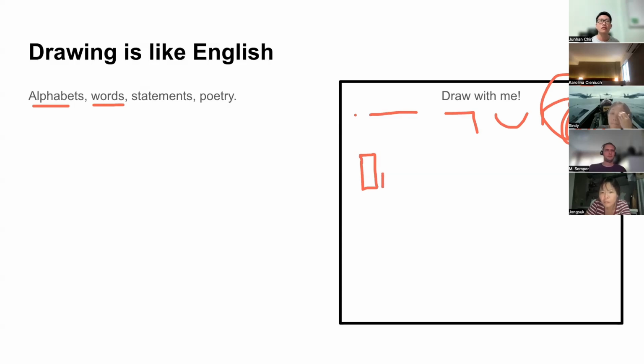You draw another one. And then you draw a line underneath. You have a bar graph. And you can use this to compare the difference between two things.